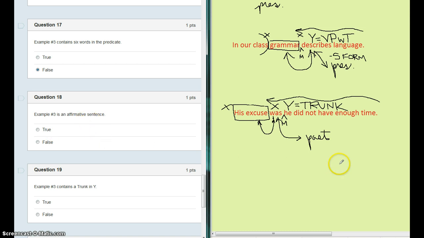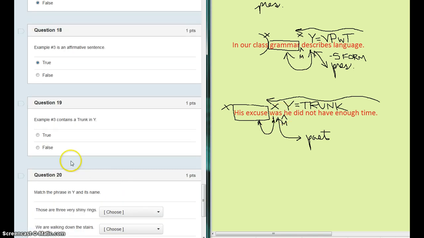Now this is kind of tricky. The trunk, he did not have enough time, is negative, but the sentence is affirmative. His excuse was something. So this is an affirmative sentence. That's true. If it was negative, then we'd have not in the M place. 19. Example 3 contains a trunk in Y. Absolutely true. Okay, those were our sentences.